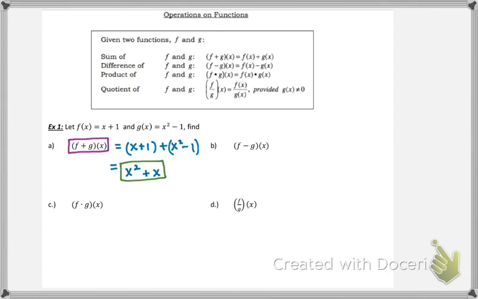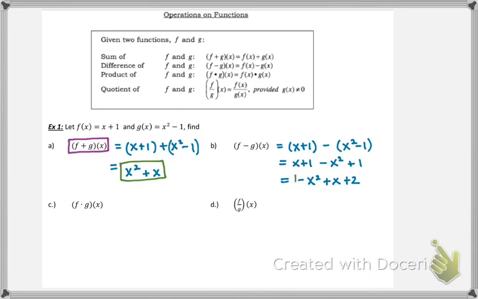In B, we're going to subtract, so I want the function f minus g of x. That is a result of subtracting g from f. So that would be x plus 1 minus g of x, which is x squared minus 1. And it's important that you put the parentheses because you have to remember to distribute your minus. You're subtracting not only x squared but also the negative 1, so it becomes a plus 1.